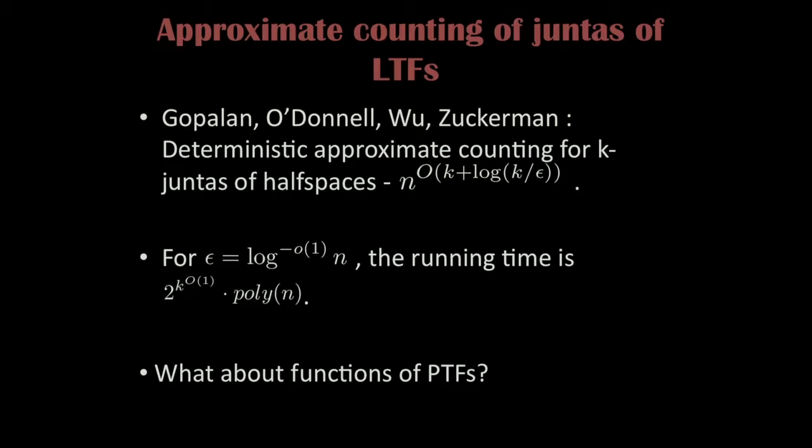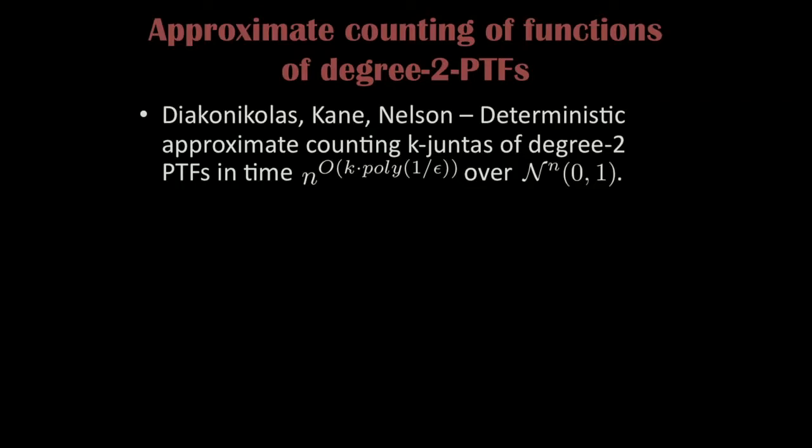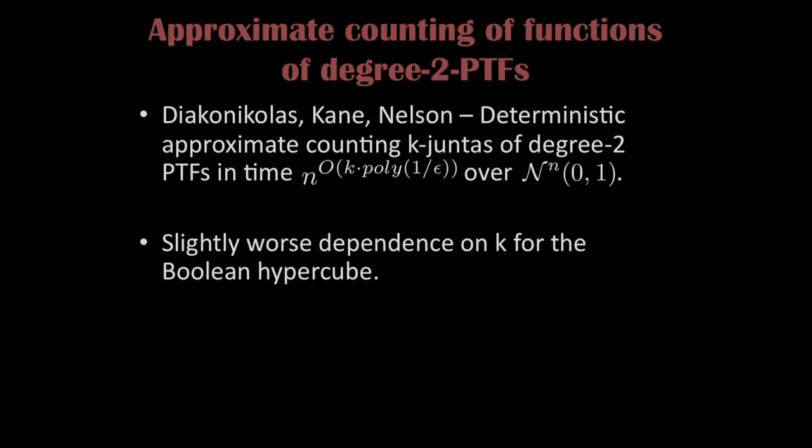What about functions of PTFs? So juntas of half spaces, the interesting results. What about functions of PTFs? In the past, the only previous result relevant to us is that Diakonikolas, Kane, and Nelson showed that k-juntas of degree 2 PTFs over the n-dimensional normal distribution can be counted up to an additive epsilon in time n to the k times poly 1 over epsilon. And they achieve a similar running time with a worse dependence on k when the distribution is replaced by the uniform distribution on the hypercube.